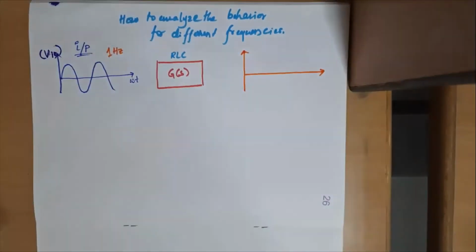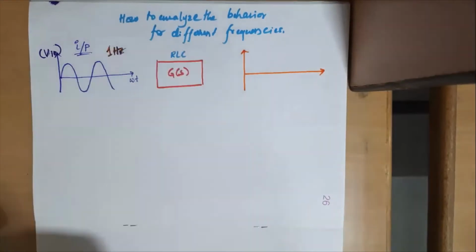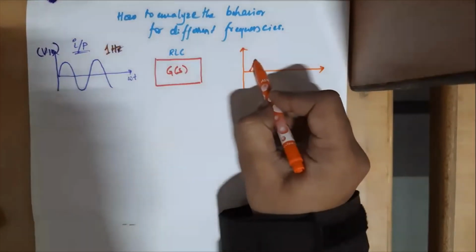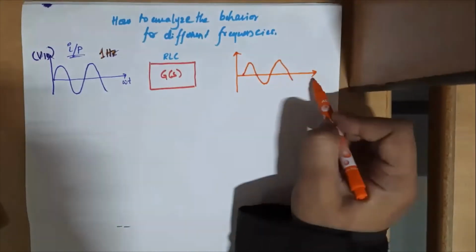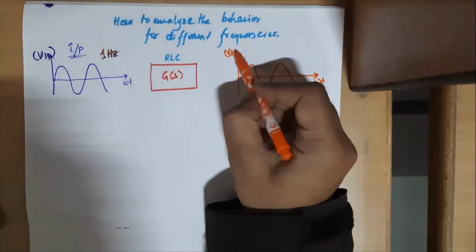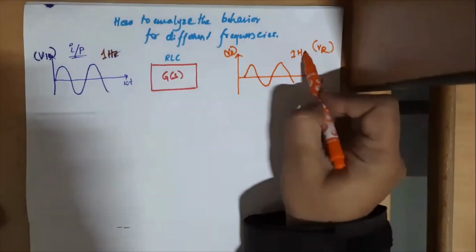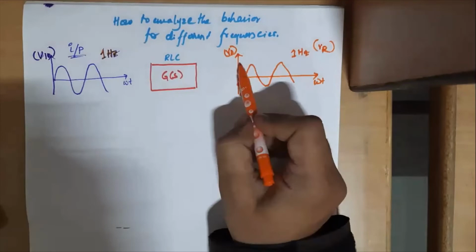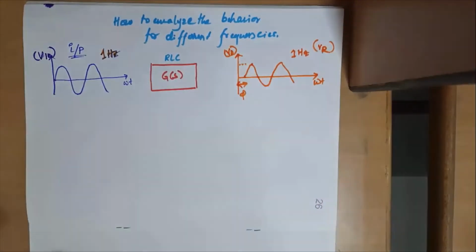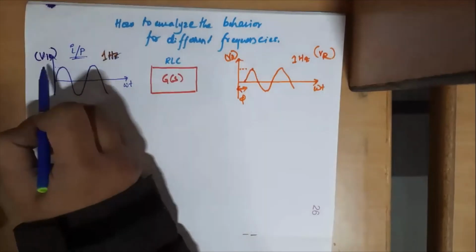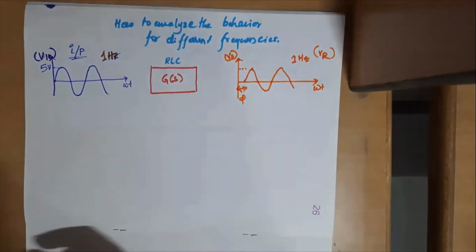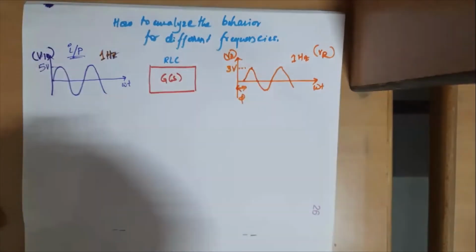Let me take the input as 1 hertz, and it has some fixed amplitude. My output may go like this. This is just an approximate plot. Let me take the voltage across the resistance as output. Since a sinusoidal input is applied, the voltage across the resistance is also sinusoidal, and it will have the same frequency. So what is the difference? We can observe there is a phase shift and there is a change in magnitude. Let me take the input magnitude as 5 volt and the output magnitude as 3 volt.